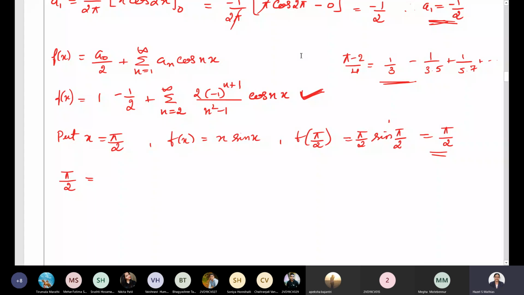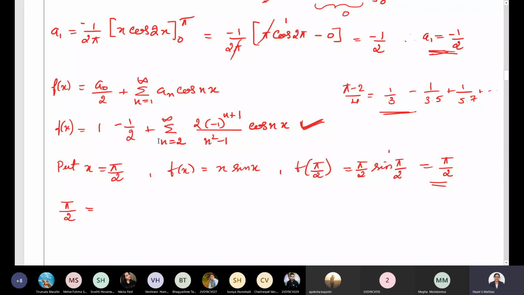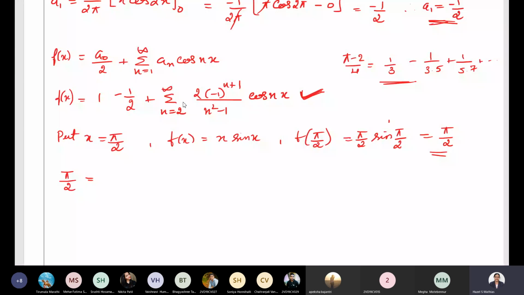Wait, here a little mistake has happened. See over here, in this Fourier series expansion, a naught by 2 is 1, correct? A naught by 2 is 1, and in this a n cos nx, we are writing a1 cos x separately, plus summation n equal to 2 up to infinity a n cos nx, because this cos x is missing over here. So a1 is minus half cos x.